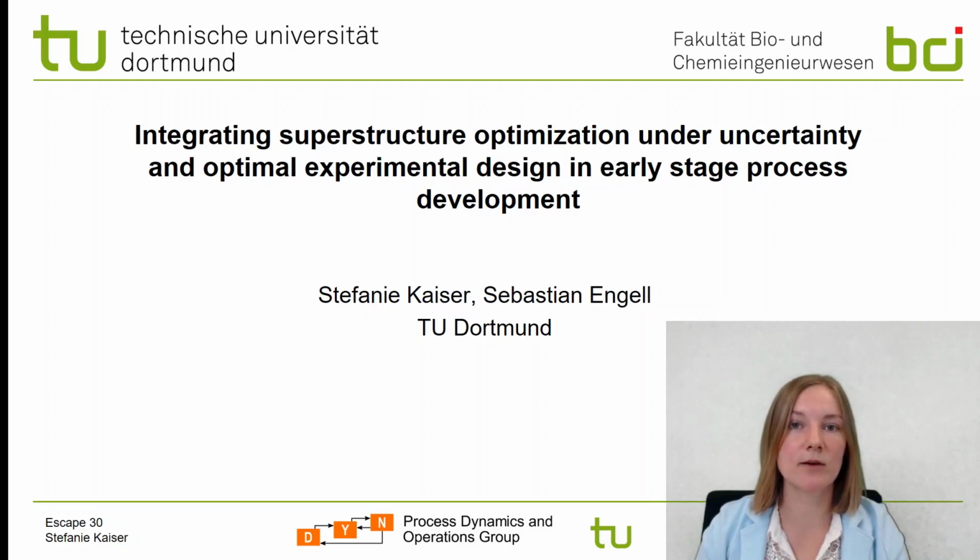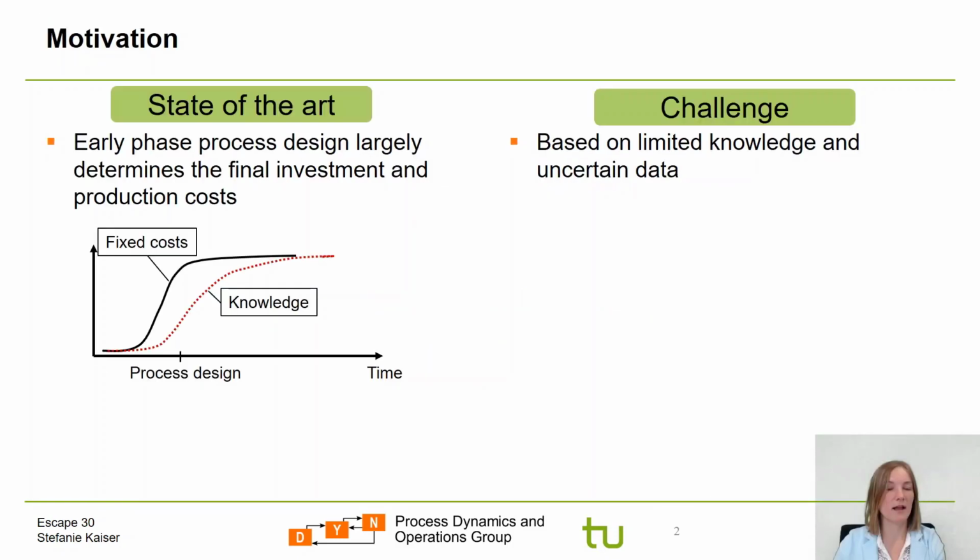I'm Stefanie Kaiser from the Technical University in Dortmund in Germany, and my presentation will be about the integration of superstructure optimization under uncertainty and optimal experimental design in early stage process development. The early phase of process design largely determines the final investment and production costs. So one has to take the final design decisions before enough knowledge about the process is generated. So then this process design is based on limited knowledge and uncertain data.